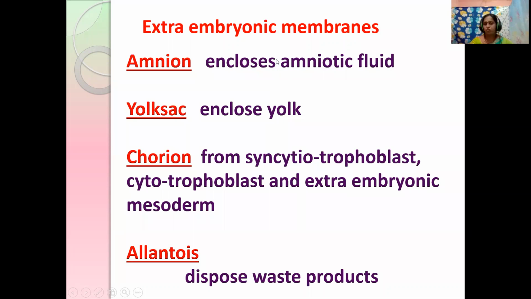What are extra embryonic membranes? These are the membranes enclosing the embryo in the uterus. They are called extra embryonic membranes. And what are they? They are amnion, yolk sac, chorion, and allantois. This will be asked in your examinations and also in competitive examinations about their functions. Once again, I repeat, students, what are the 4 extra embryonic membranes? Amnion, yolk sac, chorion, and allantois.